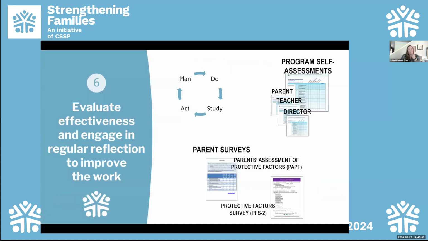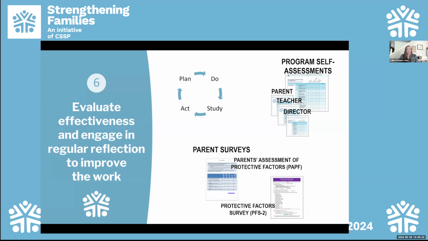Okay, our sixth core function is evaluate effectiveness and engage in regular reflection to improve the work. And so that is both sort of the formal ways of evaluating effectiveness, using the program self-assessment, using parent surveys, whether that's the parent's assessment of protective factors or the protective factors survey. Those are both validated tools for measuring parents' protective factors by self-report and measuring change over time.